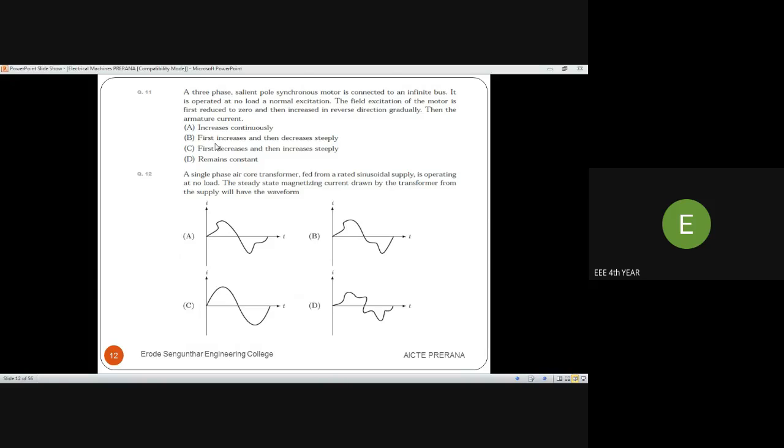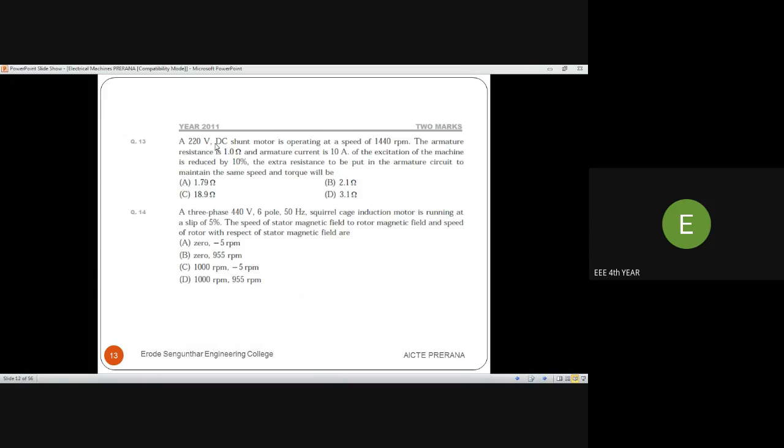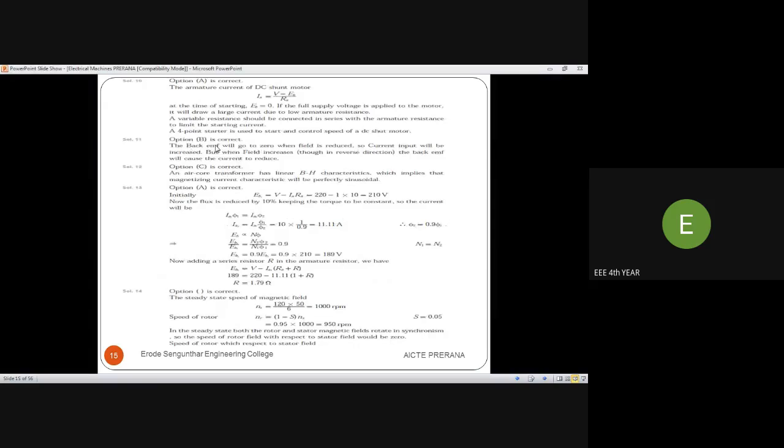Okay, we go for the solution. Option B is correct. The back EMF will go to zero when the field is reduced, so the input current will increase. But when the field increases, the back EMF will cause the current to reduce. So it is the inverted V curve shape.